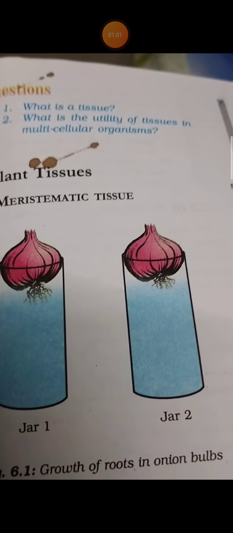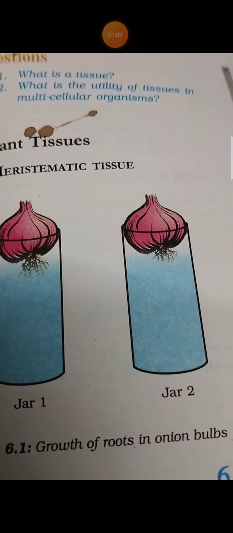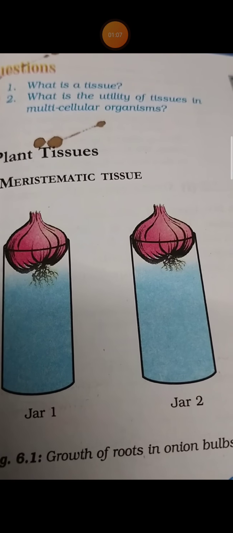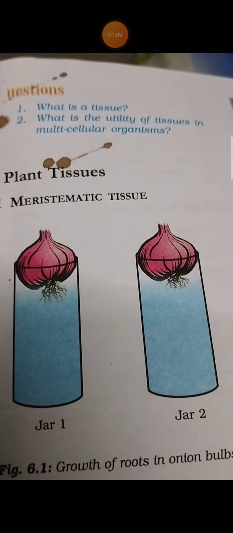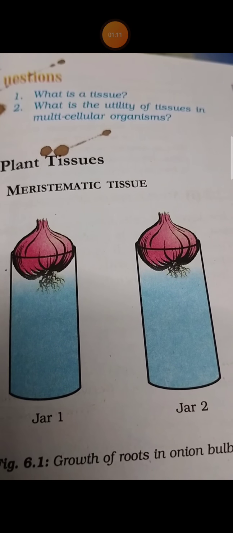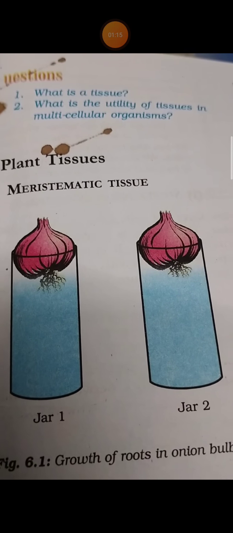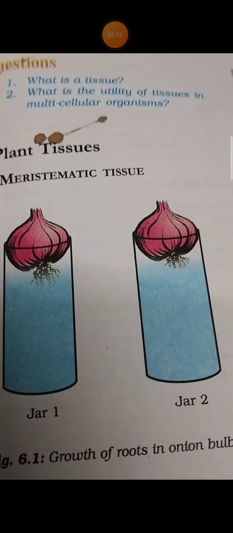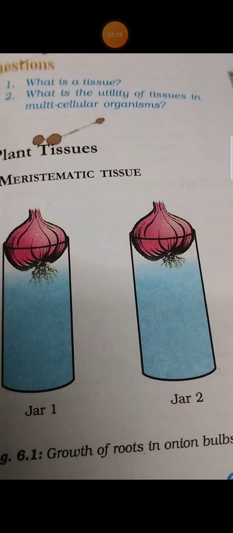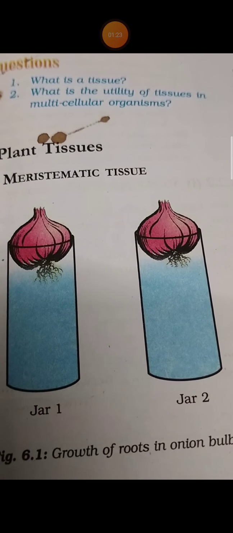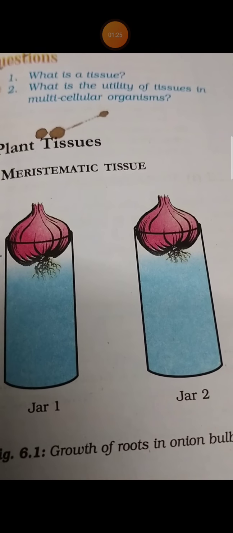Next one, what is the utility of tissue in multicellular organisms? The use of tissue in multicellular organisms is to provide structural and mechanical strength as well as to allow division of labor.